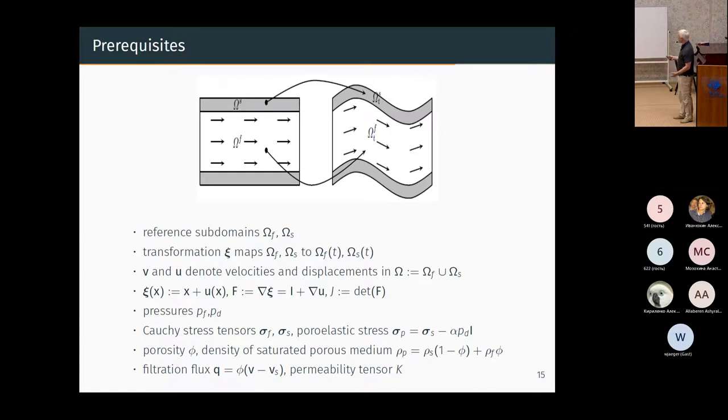We have all the same, just for dynamics, it is important to introduce a so-called mixture density of the mixture of fluid and structure in the wall. And this density depends on the porosity, of course. And also, it is important to introduce the so-called filtration flux, which is the difference between the physical velocity of fluid in the structure and the velocity of the structure itself. So it is the difference V, velocity of fluid, minus velocity of structure, multiplied by porosity.